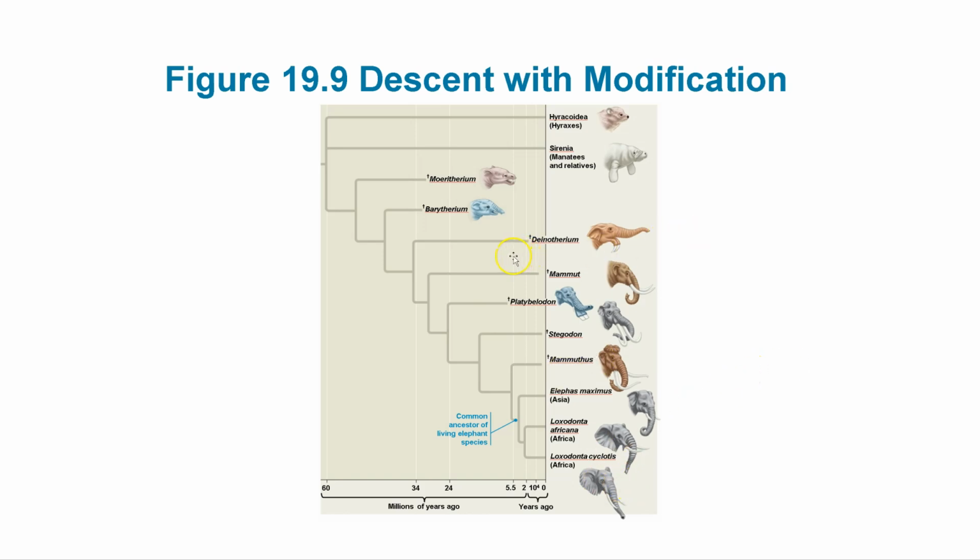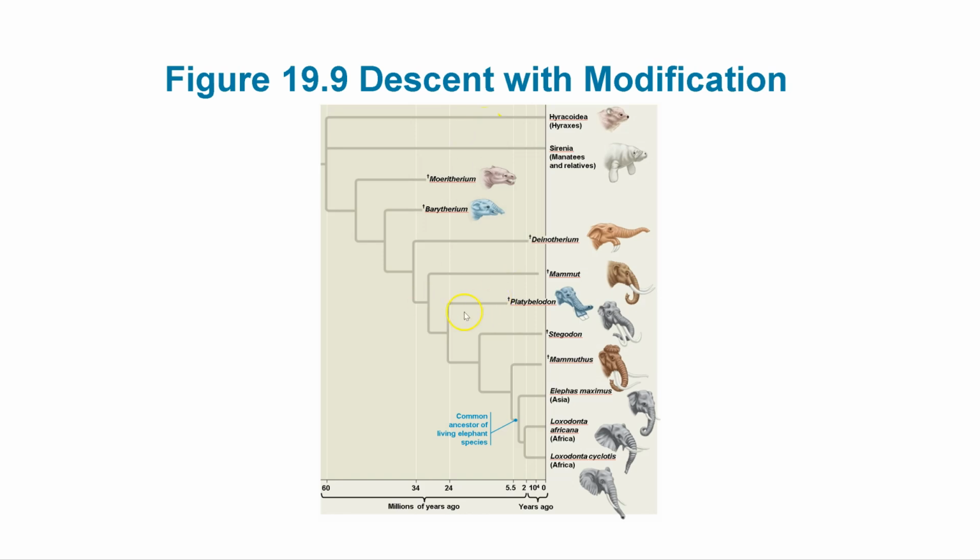Here's an example. I'm sure I've shown you this before: elephants, modern-day living elephants. There's a common ancestor right there, and we're talking a crazy amount of time ago. Millions of years ago, you can have a way-far common ancestor.